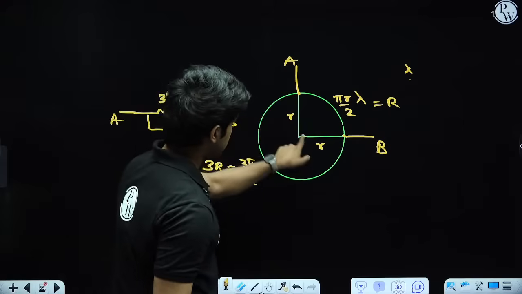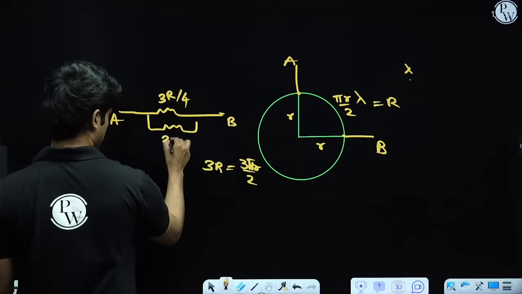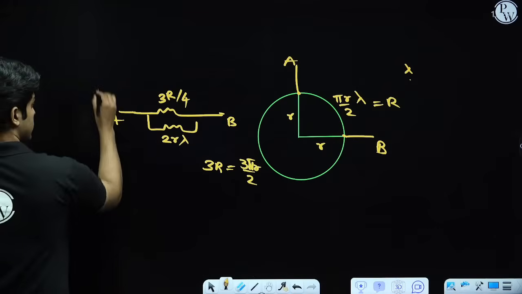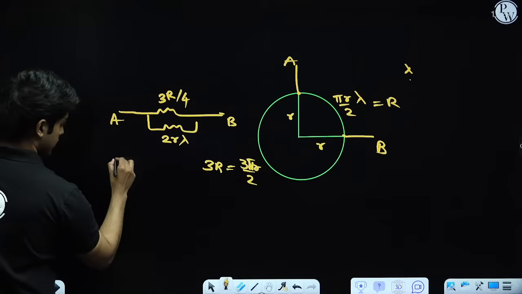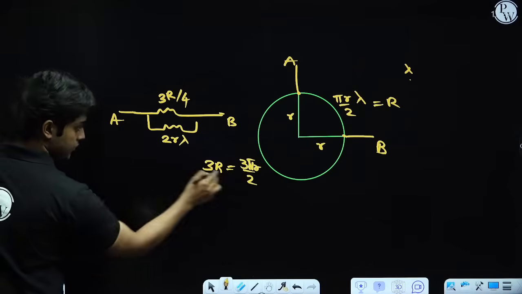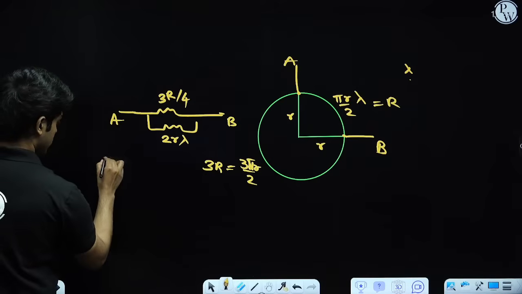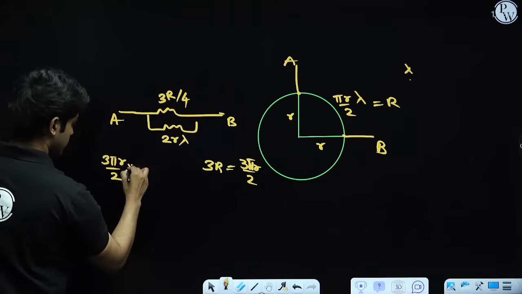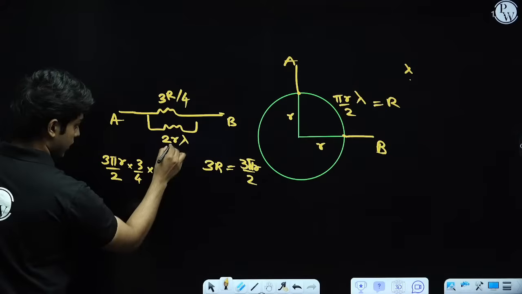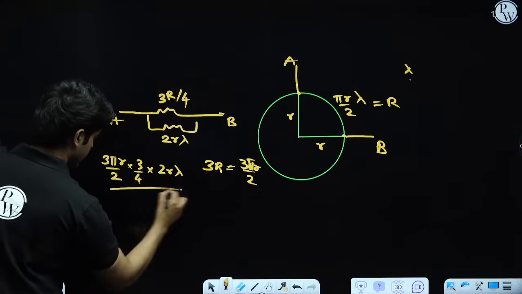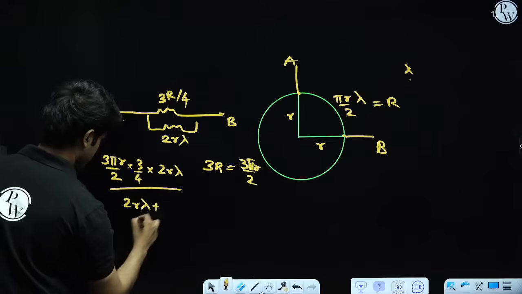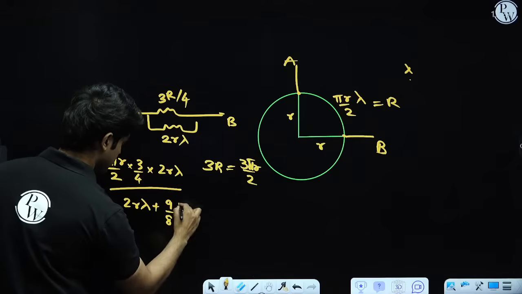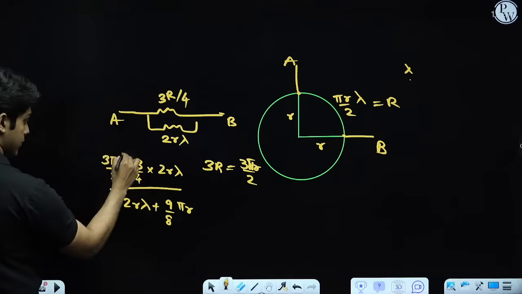The other one is this conducting wire, which is lambda into 2r, so 2r lambda. So now we will just do r1 r2 divided by r1 plus r2. So 3 capital R we will substitute, it is 3 pi r by 2. So 3 pi r by 2 into 3 by 4 times r2, which is 2r lambda, divided by r1 plus r2. This is 9 by 8 pi r lambda. There is also a lambda.